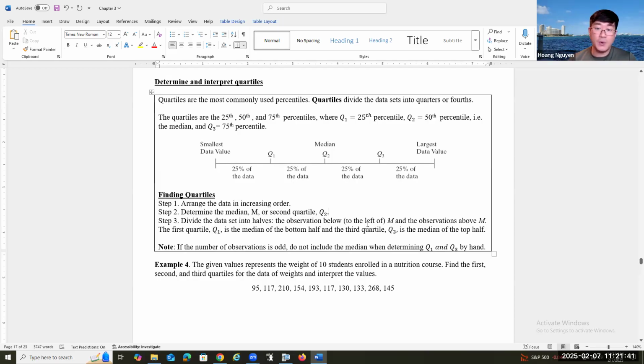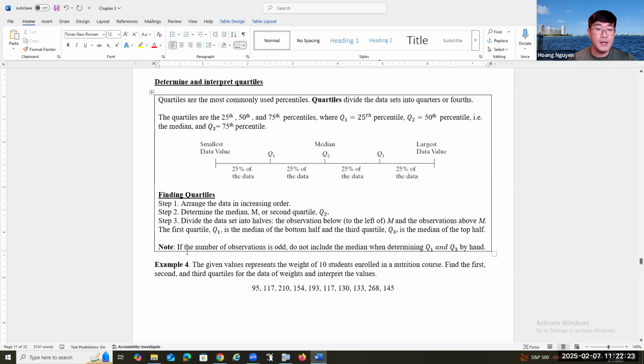So divide the data set into half: the observations below the median, or to the left of the median, and the observations above the median, to the right of the median. The first quartile Q1 is the median of the bottom half, and the third quartile Q3 is the median of the top half. So that's why you need to find the overall median Q2 first. After we got Q2, we separate the data values into the lower half and the upper half. We find the median for the lower half, that's going to be Q1. We find the median for the upper half, that's going to be Q3, sorry. And then Q2 is the overall median.